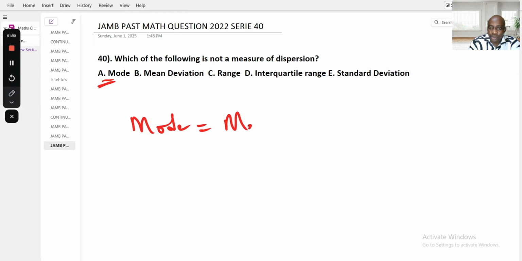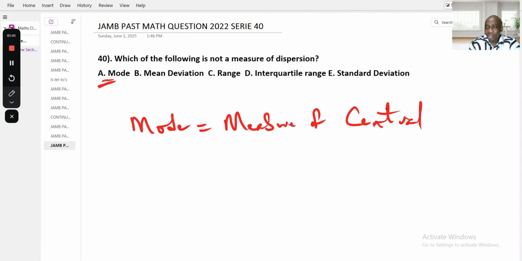central tendency. It is the measure of the central, the middle, like mean, median, mode. So the mode goes along with the measure of central tendency. Therefore, our final answer is A.